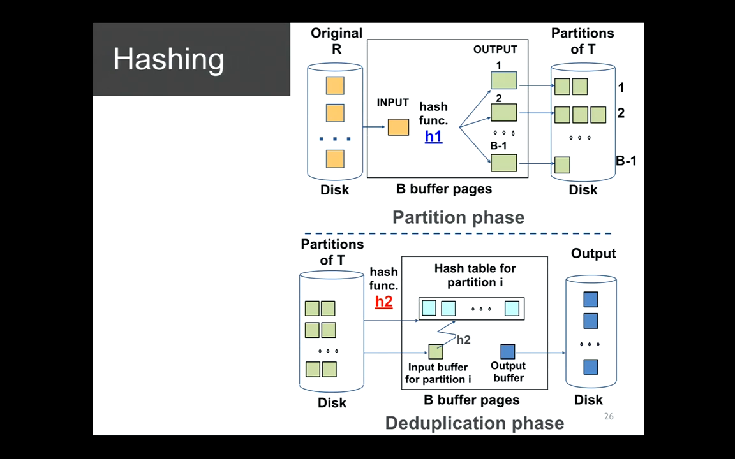So start with T1, deduplicate T1. Go to T2, deduplicate T2. And do this all the way till the last partition of T is deduplicated. This means the entire file T has been deduplicated.